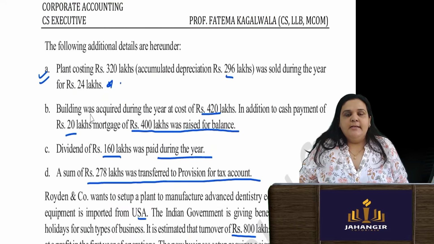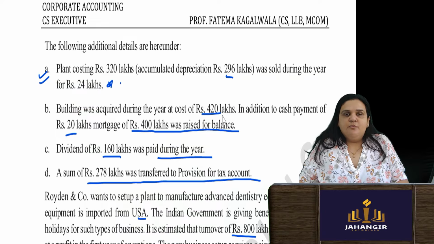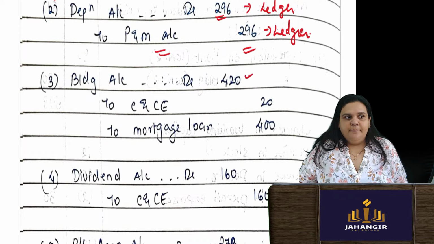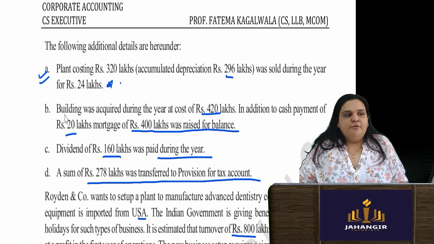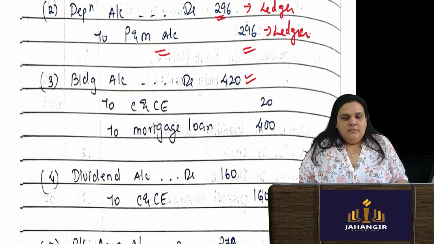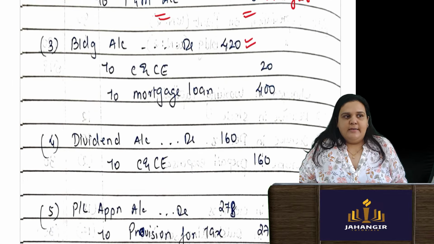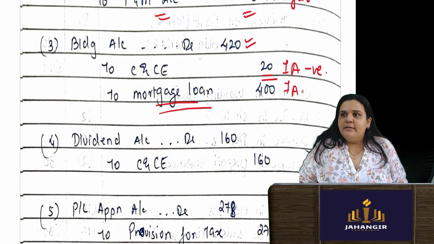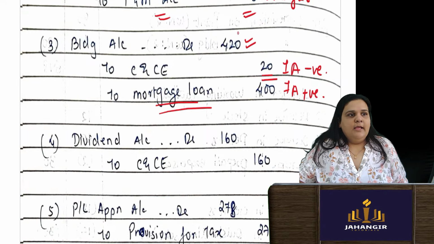Next is my building. I had acquired a building costing 420 lakhs. So building coming in, building account debit 420. They are saying we did cash payment of 20 and for the balance we took a mortgage loan. So this mortgage loan is showing here 400. And we have done cash payment also of 20. So again, this is related to what? Investment activities. Paying, negative. This is mortgage loan. This will be related to your financial activity. Money coming in. And this will go in your ledger.